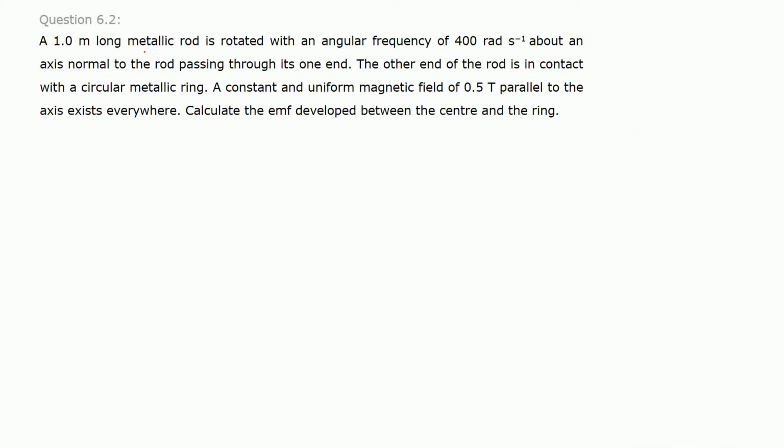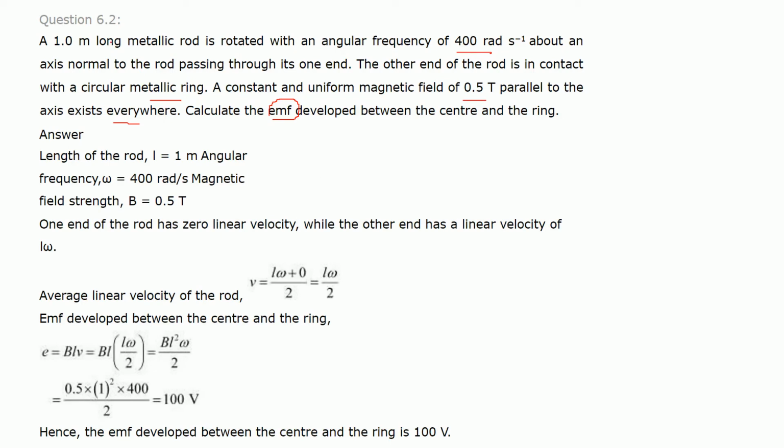A 1 meter long metallic rod is rotated with this angular frequency about an axis normal to the rod passing through its one end. The other end of the rod is in contact with a circular metallic ring. A constant and uniform magnetic field of 0.5 T parallel to the axis exists everywhere. We have to calculate the EMF developed between the center and the ring.